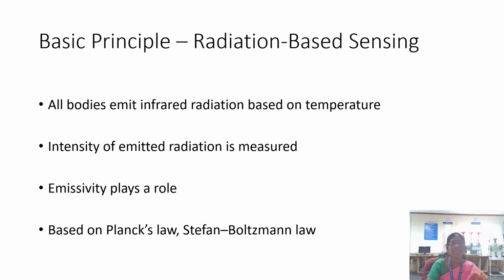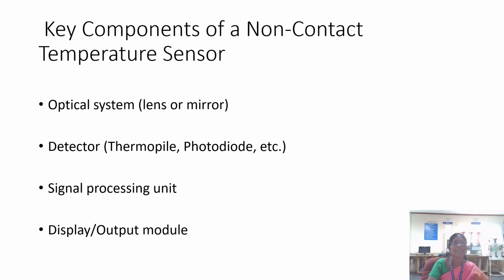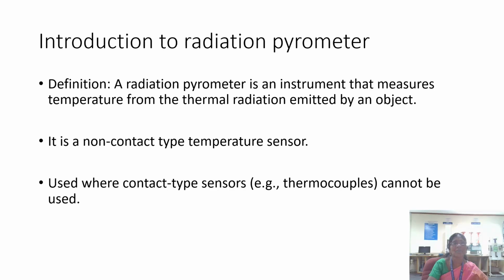Basic principles: radiation-based sensors. All bodies emit infrared radiation based on temperature. Intensity of emitted radiation is measured. Emissivity plays a role, based on Planck's law and Boltzmann's law. Key components of a non-contact temperature sensor: optical system, detector, signal processing unit, display output module.